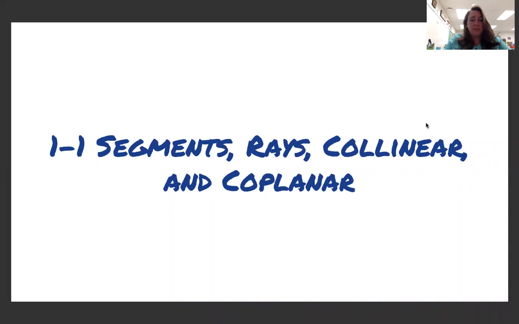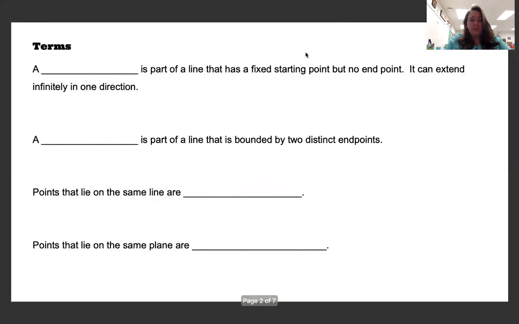Today we're looking at segments, rays, collinear, and coplanar. We're going to start with a little vocabulary. A ray is a part of a line that has a fixed starting point but no end point. It can extend infinitely in only one direction. A segment is a part of a line that is bounded by two distinct endpoints.